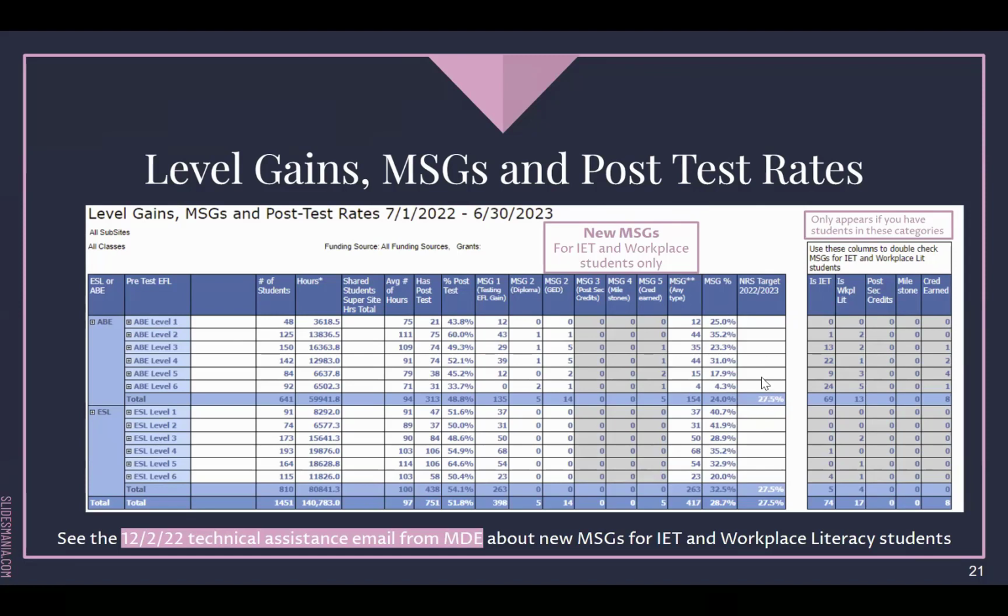And if you recall, in years past, there used to be a goal for every single level, and now they just have an overall goal. And in fact, the overall goal for ABE and the overall goal for ESL is the same. I think we just get one goal now.